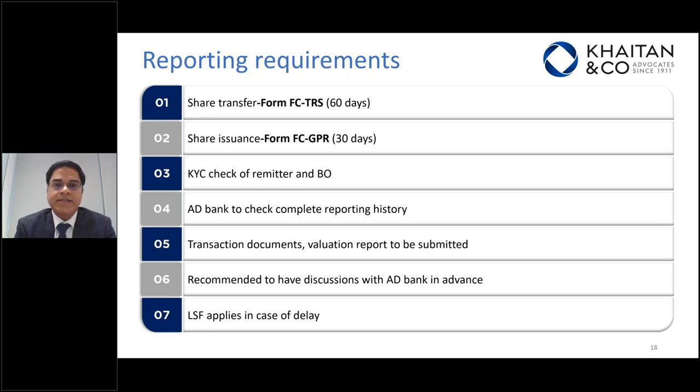So, as I discussed previously, once you have identified and have obtained approval where approval is required, or closed the transaction where no such approval is required, then comes the stage of reporting the transaction. Every transaction has to be reported depending on the nature of the transaction. For example, if a foreign investor is acquiring existing shares of an Indian company from existing investors, then form FCTRS is to be filed within 60 days. Likewise, if the foreign investor is subscribing to new shares of an Indian entity, then within 30 days, form FCGPR is to be filed.